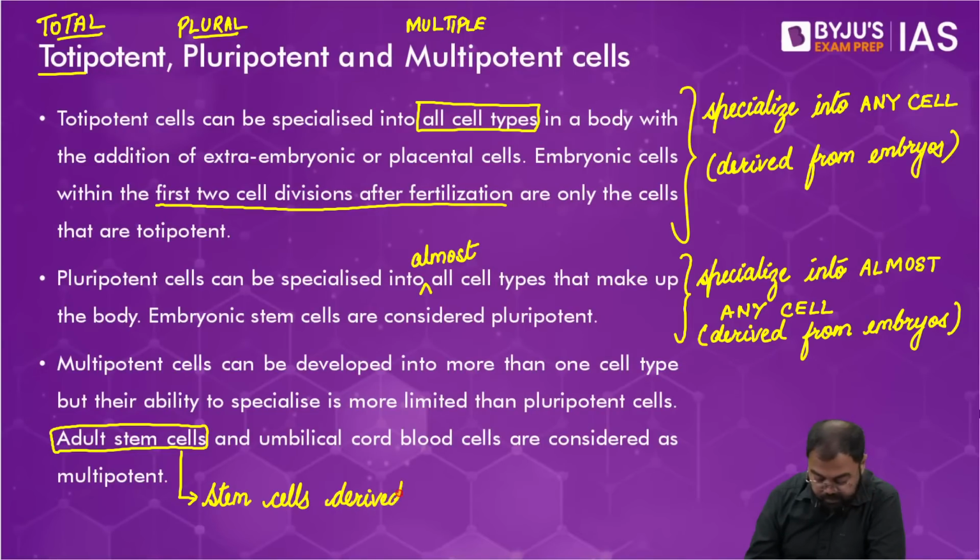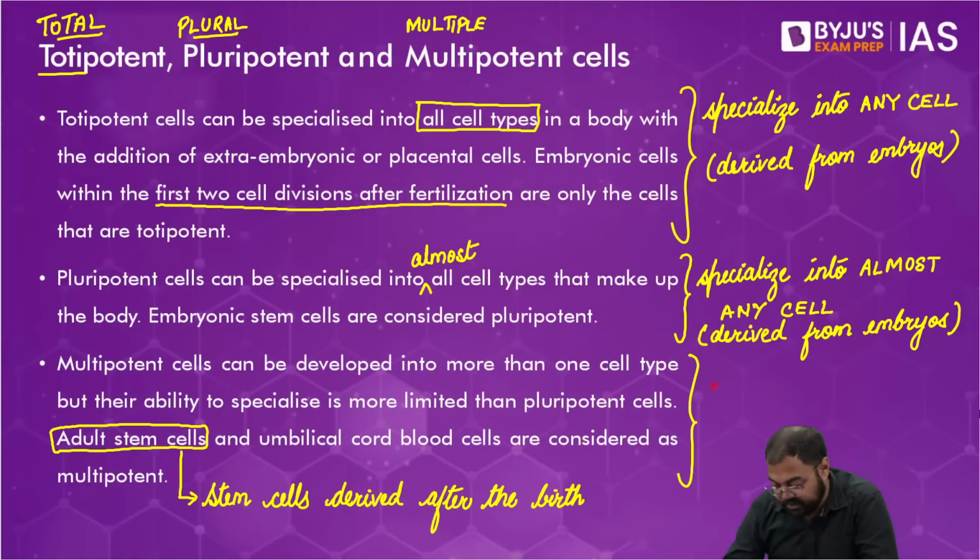derived after the birth. Stem cells derived after the birth. So that is called an adult stem cell. Now, in case of adult stem cell, we see that it has a limited ability to specialize.